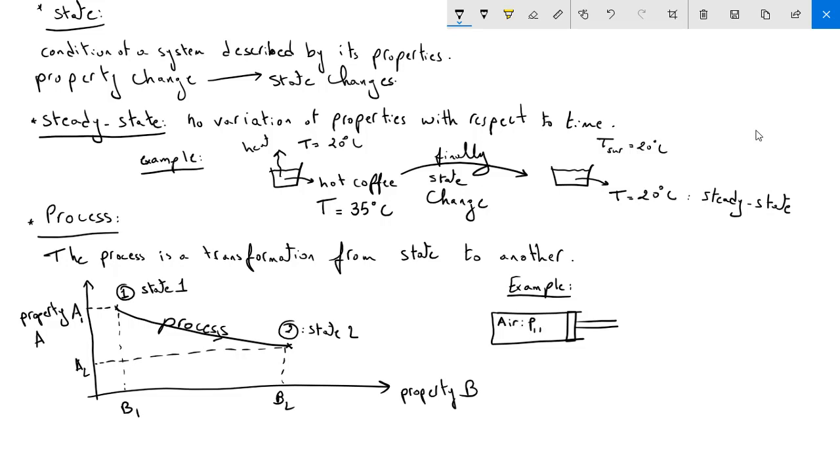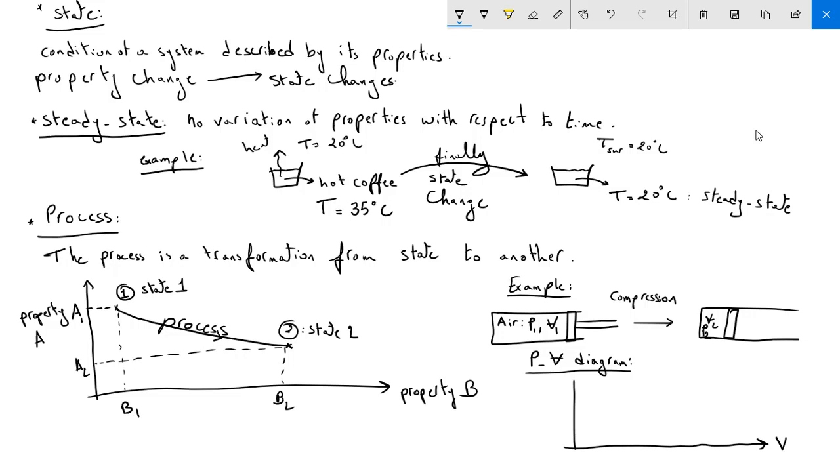Air has some pressure P1 and a volume V1, and the air undergoes some compression process where the volume will decrease to V2 and the pressure will increase to P2. So if we draw this on a PV diagram, where the pressure is on the y-axis and the volume is on the x-axis.